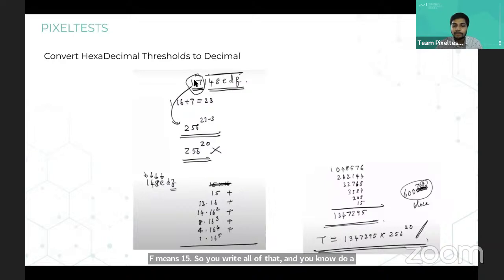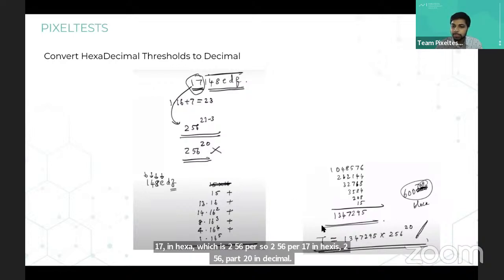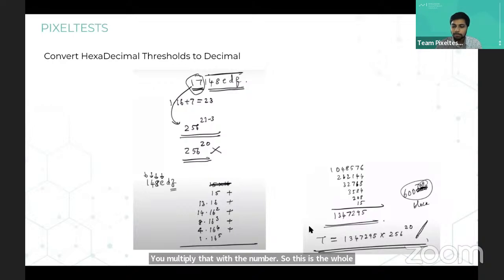And this 17 number is the exponent number. So now 17 also is 1 into 16 power 1 plus 7, which becomes 23, converted here into the exponent form. The actual 1480df has exponent 2 power 17 in hexa, which is 256 power. So 256 power 17 in hexa is 256 power 20 in decimal. You multiply that with the number. So this is the whole threshold. So this is what we have seen till yesterday.